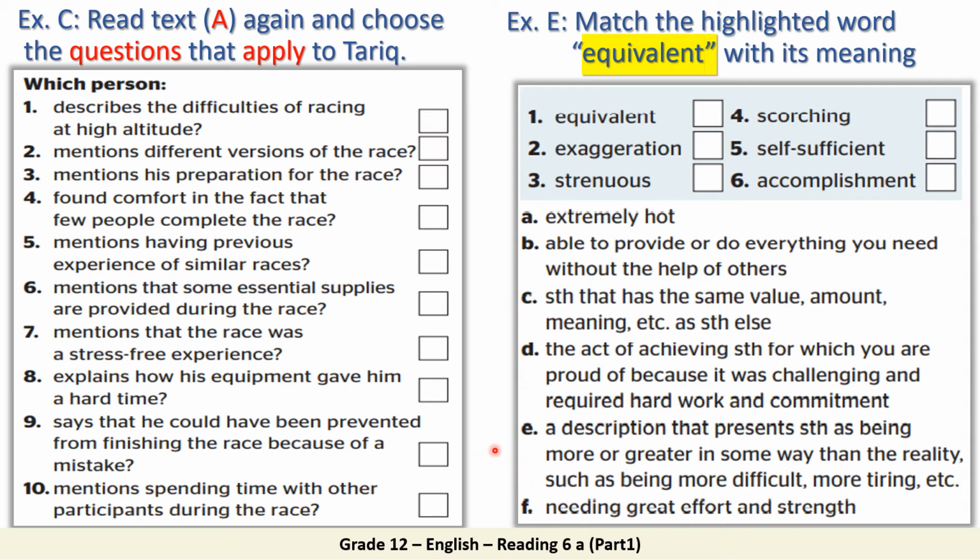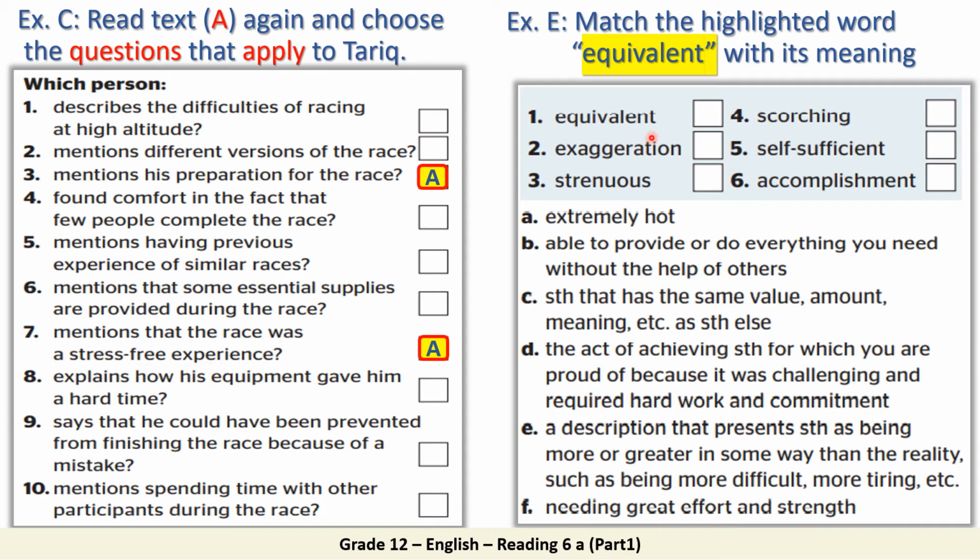Okay, pause, take 2 minutes, and once you have finished, please continue for the feedback. You will take 3 points for 3 correct answers here. Done? Okay. Question number 3 applies to Tariq, or is relevant to Tariq because he mentions his preparation for the race. You still remember the 5 months of training as preparation for the race, right? And the last one is number 7, because Tariq mentions that the race was a stress-free experience, right?